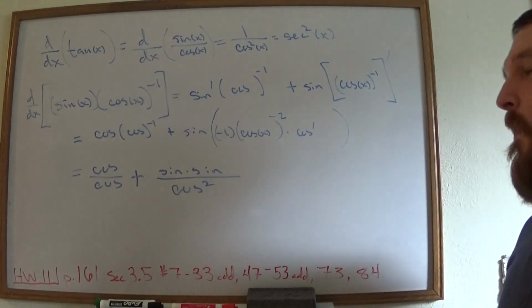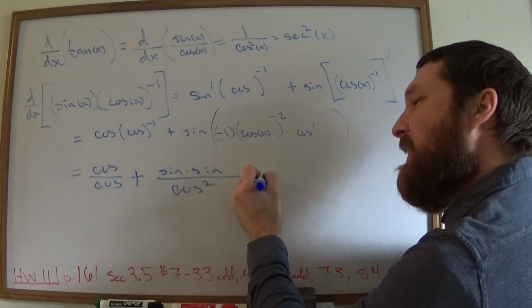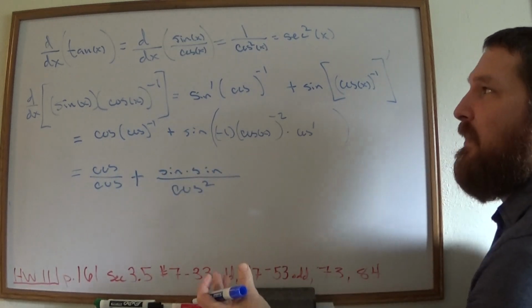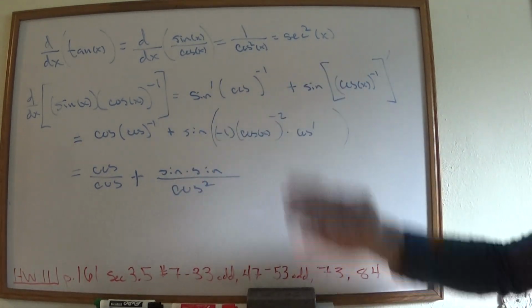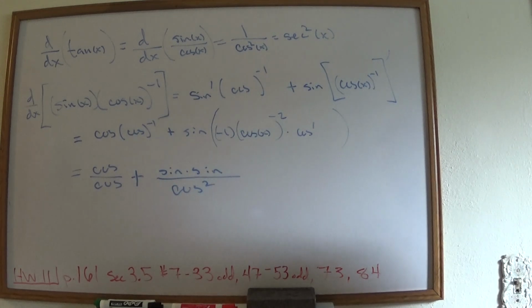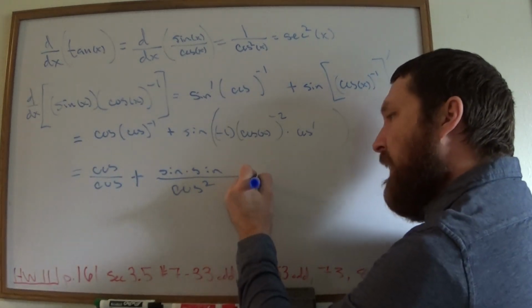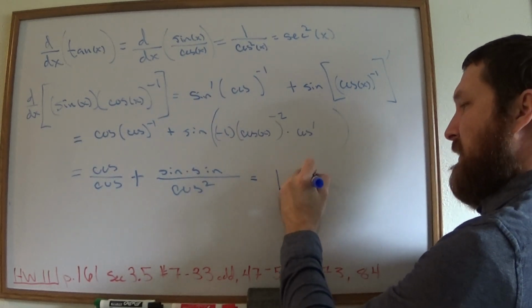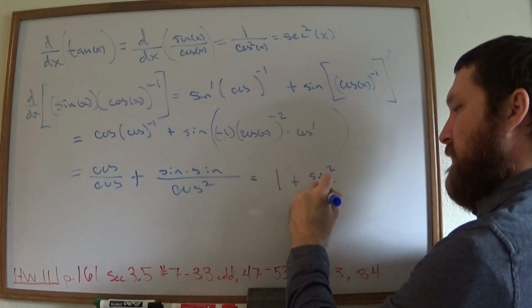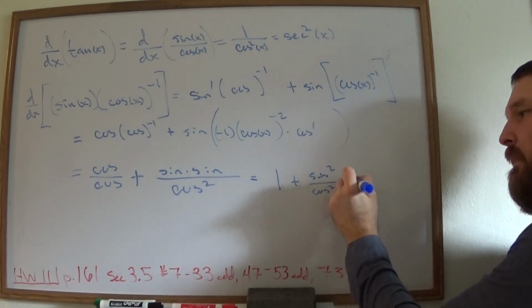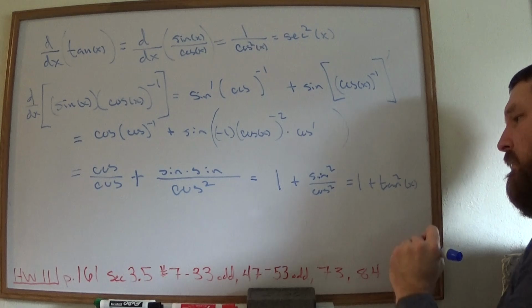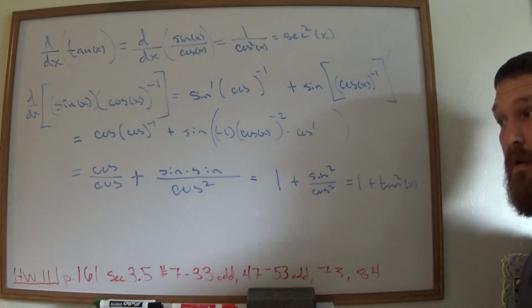There's a few different ways, and this is the crazy thing about this. You stop there and you check the back of the book, and it says secant squared. So you think, okay, well, cosine over cosine is always 1. This is sine squared over cosine squared, which is tangent squared. So 1 plus tan squared, which is secant squared.